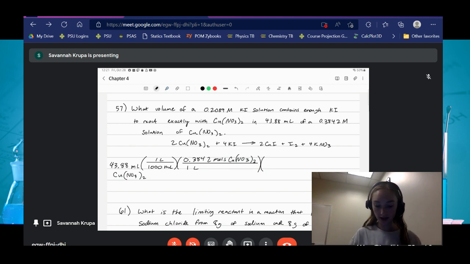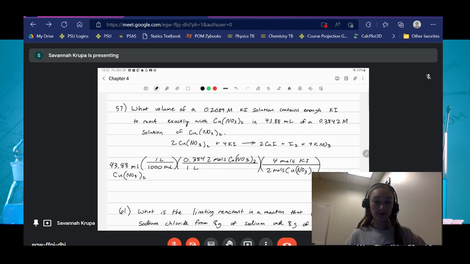So we're going to do a mole ratio conversion. So for every 2 moles of the Cu(NO3)2, we have 4 moles of the KI. So that is our ratio. So we're going to put 2 moles of Cu(NO3)2 on the bottom here. And we have 4 moles of KI.